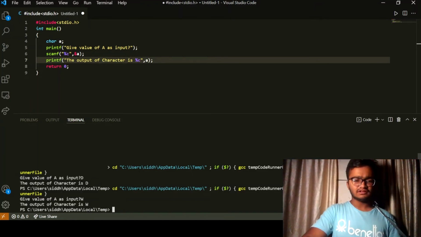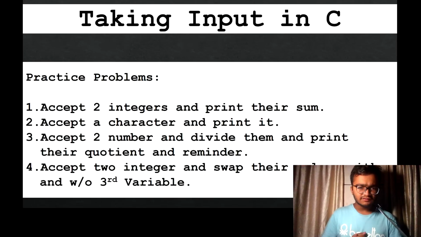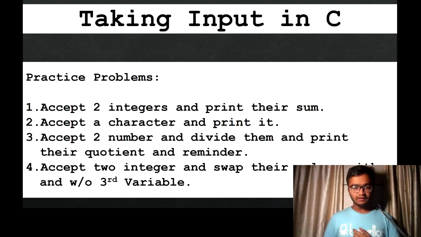So let's move to our next question in the question book. Let's see. The next question says that accept two numbers and divide them and print their quotient and remainder. So very simple.